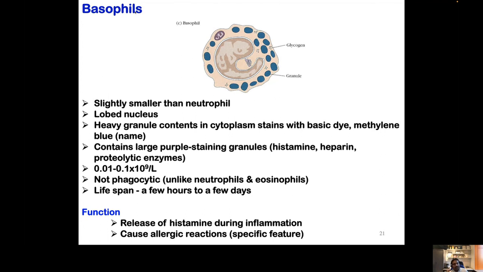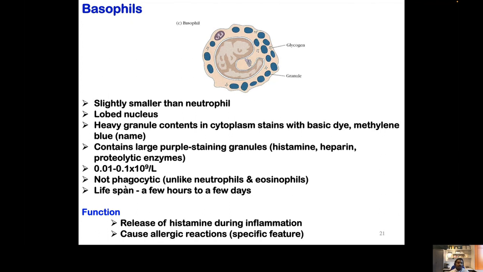Eosinophils stain only with acidic dye, for example eosin red, and basophils can only be stained with basic dyes, for example methylene blue. So when you stain them with methylene blue, you will see large purple-stained granules. Again, these granules contain histamine, heparin, and proteolytic enzymes. Their population is very low, less than 1% of white blood cells. So they will have around 0.01 to 0.1 times 10 to the 9 cells per liter of blood, not microliter.